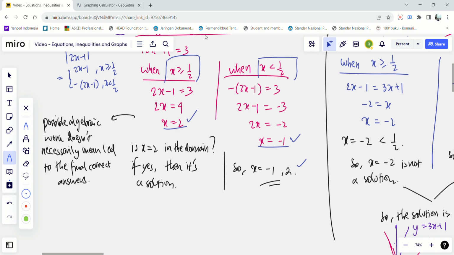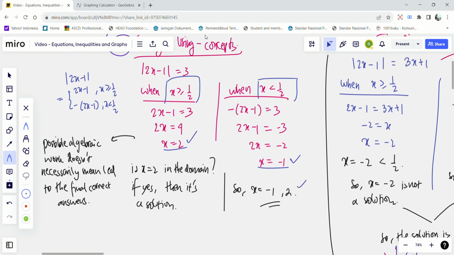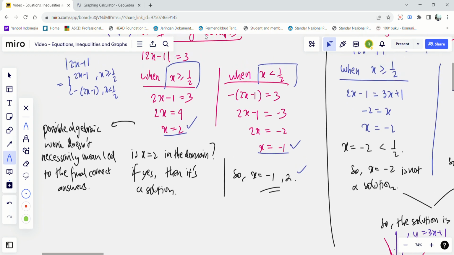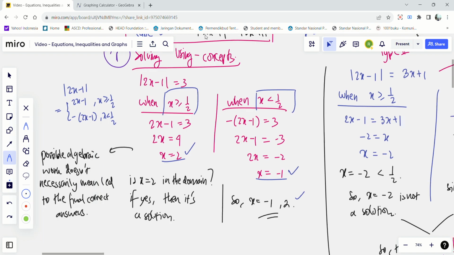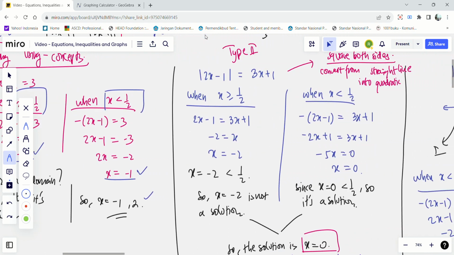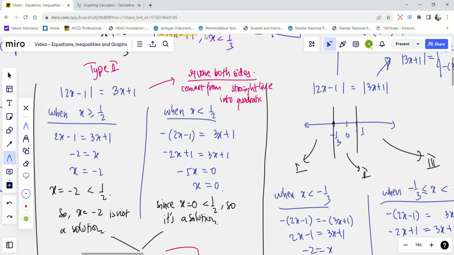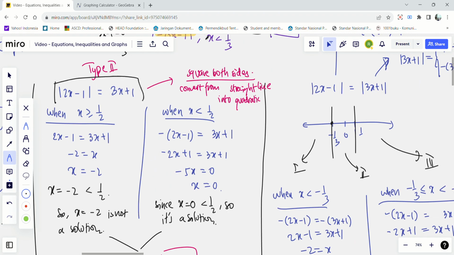So remember the practice. We have to check by using that, or you can also check it by plugging back, substituting back into the equations, and then you make sure whether it is correct or not. That's also another possibility. But since I'm trying to use the concept, I really stick to how we do it by using the concept. So let's see that practice again. We'll use it again. Now dealing with type 2. Type 2, this is what we have, right? Modulus of 2x minus 1 equals 3x plus 1. Same thing.